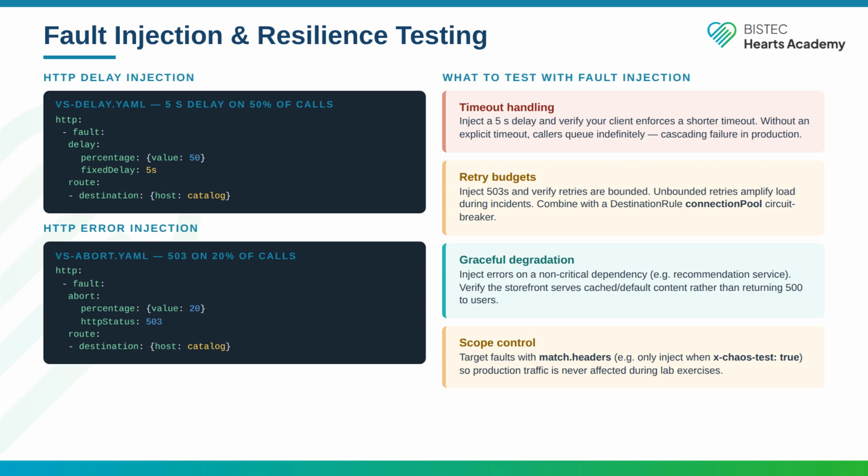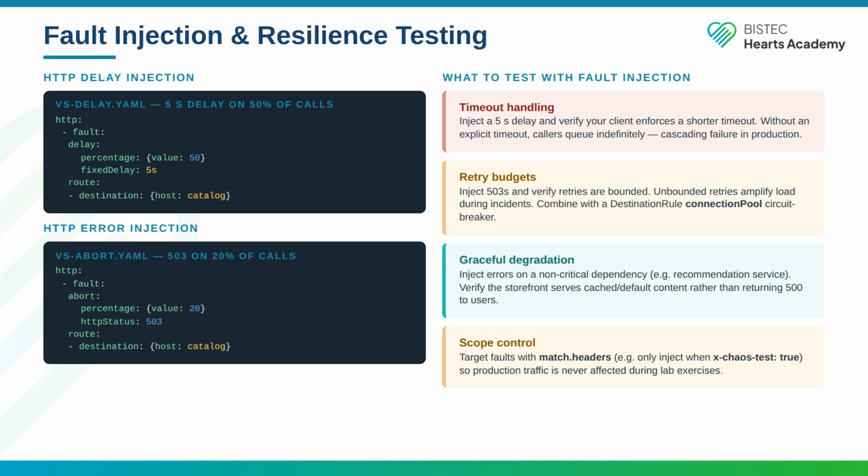The abort injection returns HTTP 503 to 20% of requests. Use this to verify that retry logic is bounded and that circuit breakers trip at the expected thresholds. Unbounded retries under partial failure amplify load on an already struggling service. They make partial failure worse, not better. For graceful degradation testing, inject errors on a non-critical dependency and verify that the calling service serves a fallback response rather than propagating the failure to users.